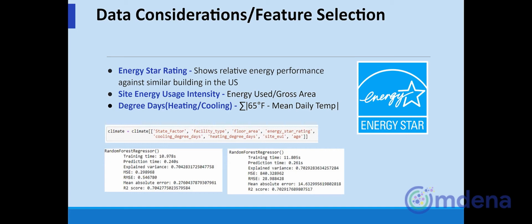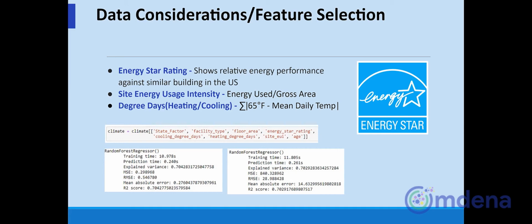Site energy usage is also a relatively simple metric in that it is just the amount of energy used for a given gross area of a building. It's calculated from gross energy usage, which is the total amount of BTUs, converted from electricity and everything else. And then the heating and cooling degree days were one of the other features that we looked at.